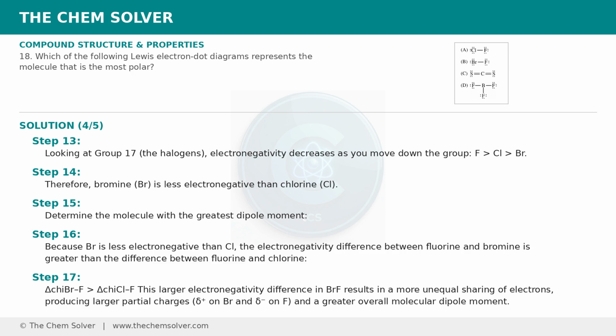Because Br is less electronegative than Cl, the electronegativity difference between fluorine and bromine is greater than the difference between fluorine and chlorine. Delta Chi BrF greater than delta Chi ClF. This larger electronegativity difference in BrF results in a more unequal sharing of electrons, producing larger partial charges, delta positive on Br and delta negative on F, and a greater overall molecular dipole moment.